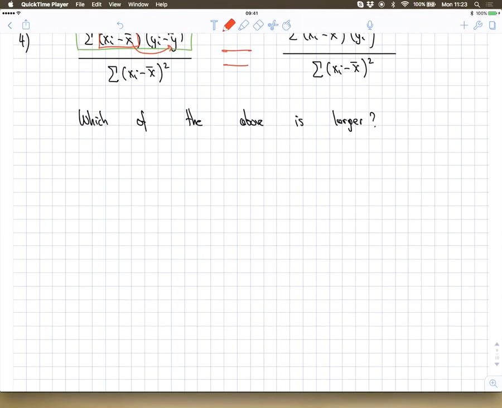Let's try another one. Number 5: the sum over i going from 1 to n of (xi minus x bar) times zi is equal to 0. True or false? Ten seconds. See if you can decide whether that's true or false, and we'll take a vote.